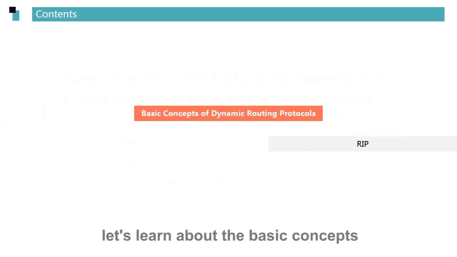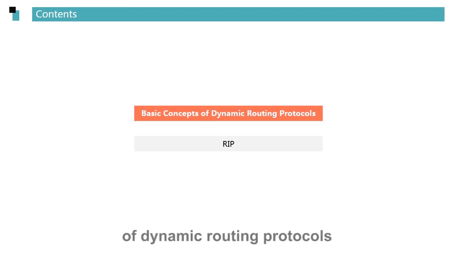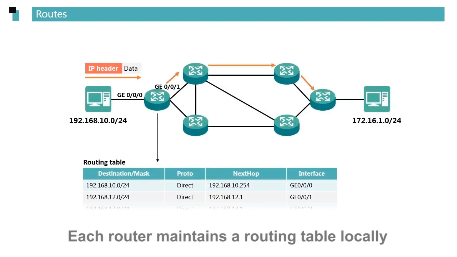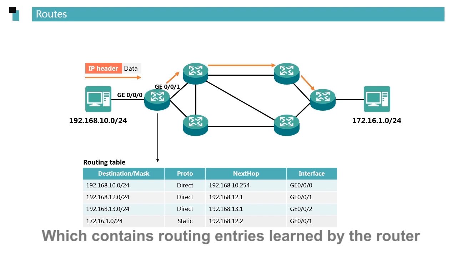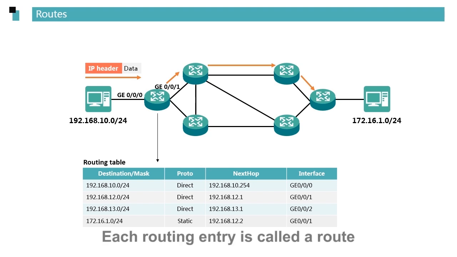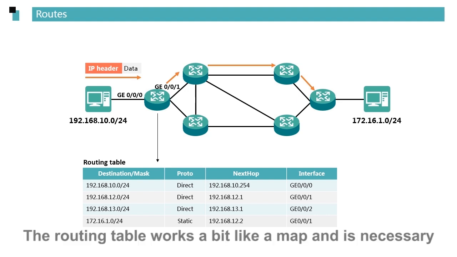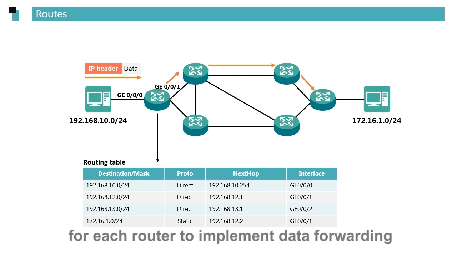First of all, let's learn about the basic concepts of dynamic routing protocols. Each router maintains a routing table locally, which contains routing entries learned by the router. Each routing entry is called a route. Each route leads to a network segment or a destination IP address. The routing table works a bit like a map and is necessary for each router to implement data forwarding.